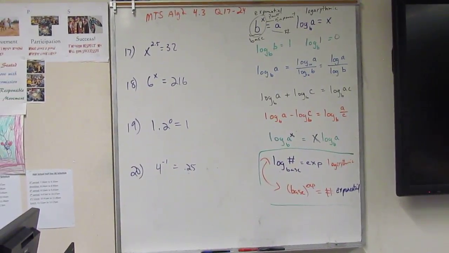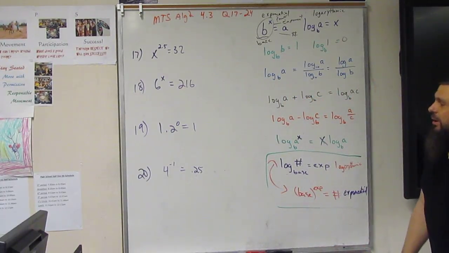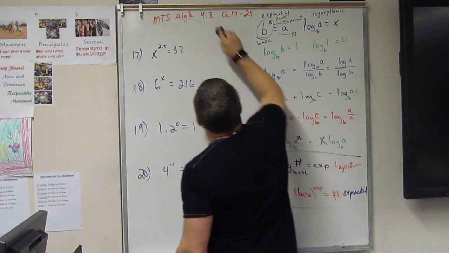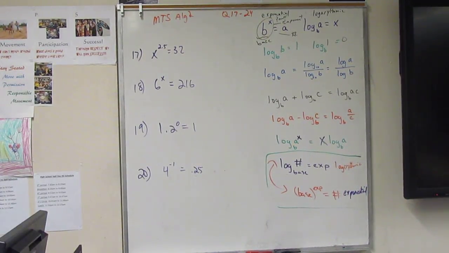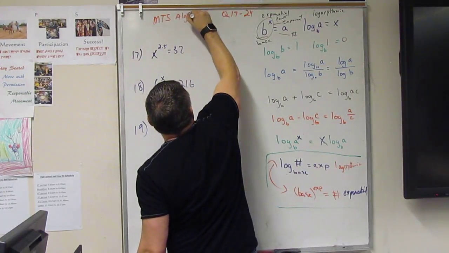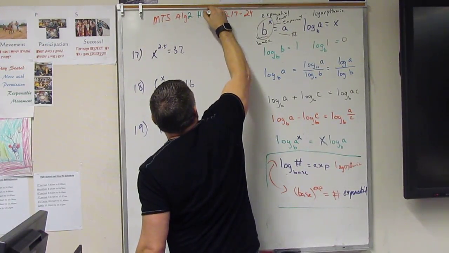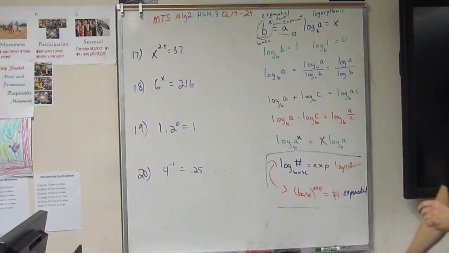All right, so MTS Algebra 2 4.3. Oh, HW 4.3, my bad. Okay. That'd be Algebra 2 HW 4.3. Okay, 17 through 24.